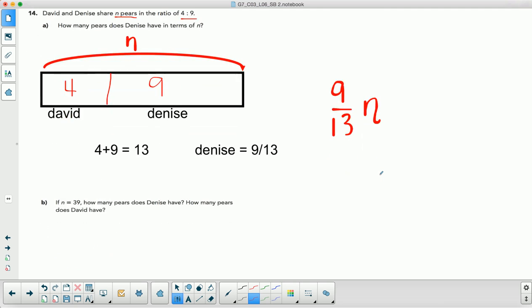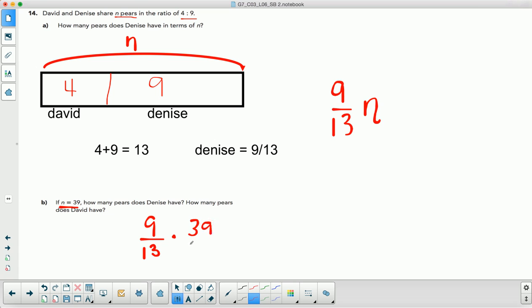For part B, it says if n equaled 39, how many pairs does Denise have? How many pairs does David have? So for this one, we're going to use the number 39 for n. And we're looking for how many pairs Denise has. Over here, we found how many pairs Denise has, but in terms of n. Now we actually have the value for n, so we're going to plug it in. So we would do 9 over 13 times n, which now we know is 39. So times 39.